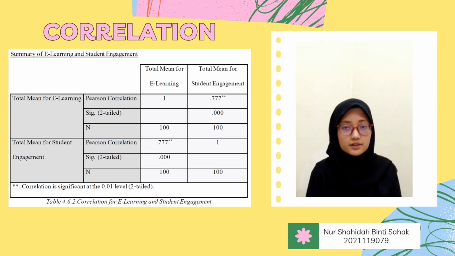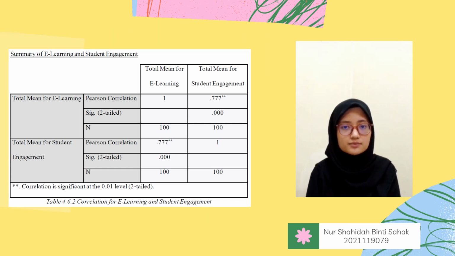Okay, next is the correlation for online learning and student engagement. The correlation is 1, and it is found that there is a positive, significant and strong relationship between e-learning and student engagement.